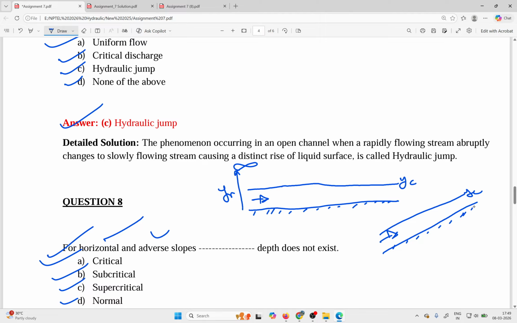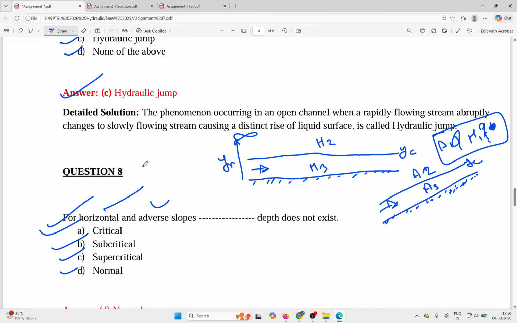So what will you do? This is just an observation, nothing can be done. Always remember, here H2 and H3 are possible. Similarly A2 and A3 will be possible, not A1 and H1, not possible, please, always remember. Okay, let me move to another question.